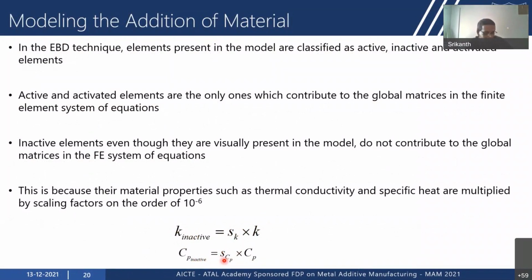So in the element birth and death technique, we have three different types of elements. One is called active element, one is called inactive element, and the third one is activated element. Okay. Now, what is the difference between these three? I will highlight that in the next slide. But before I go there, active elements and the activated elements are the only ones that will contribute to the global matrices in the finite element system of equations. That is very important to understand. Inactive elements are visually present in the model, but they do not contribute to the global system of equations, because we have multiplied the thermophysical properties with a severe reduction factor, on the order of 10 raised to minus 6.